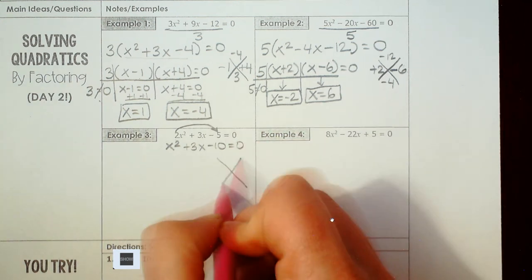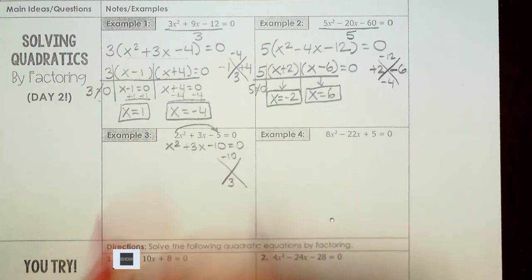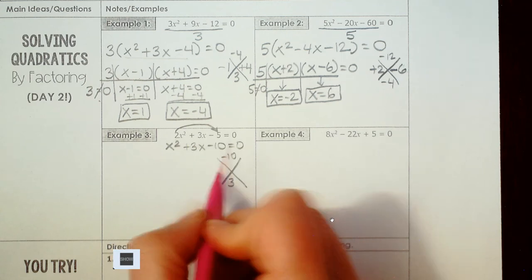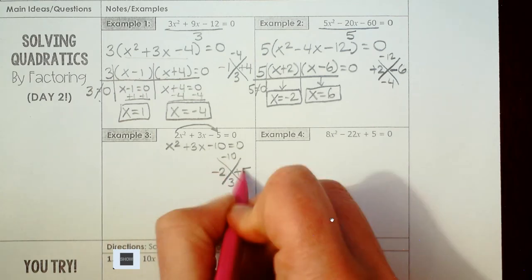All right, so big X, negative 10, positive 3. Then we have positive negative, which is negative positive. The factors of 10 that add to 3 are 2 and 5.